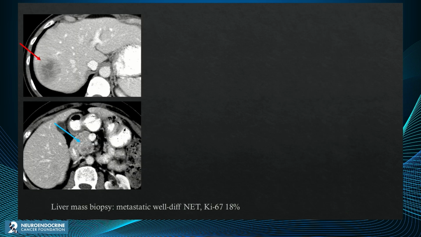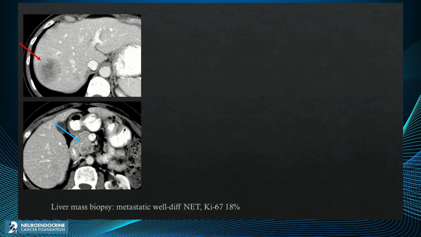Now, this is another case. This is a case of pancreatic neuroendocrine tumor. In this case, it was also detected incidentally, where we see on CT that was done for other reasons that there is a mass in the head of the pancreas, the blue arrow, and there is a liver metastasis, the red arrow.